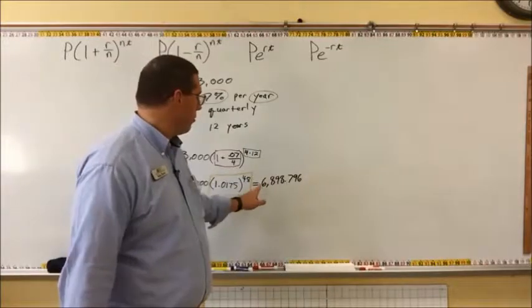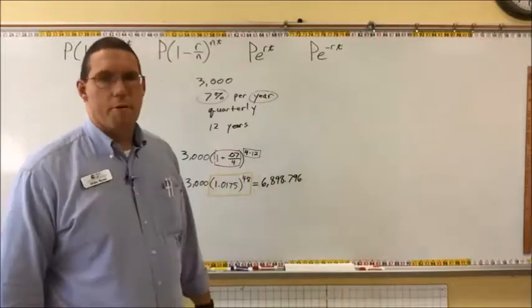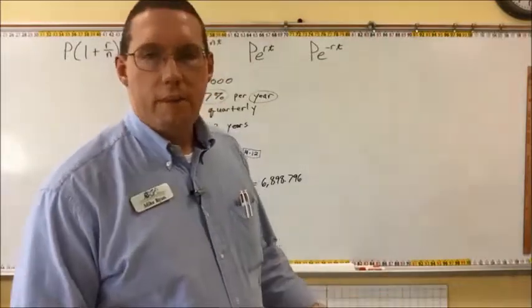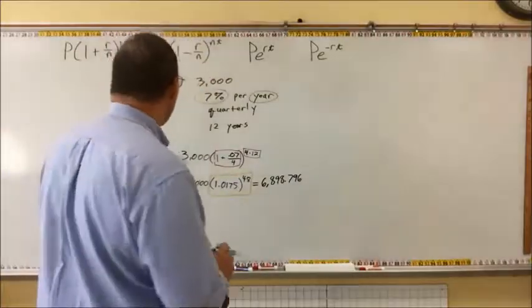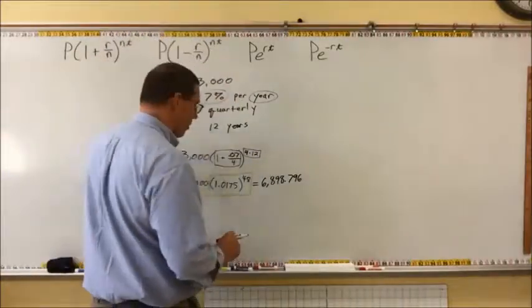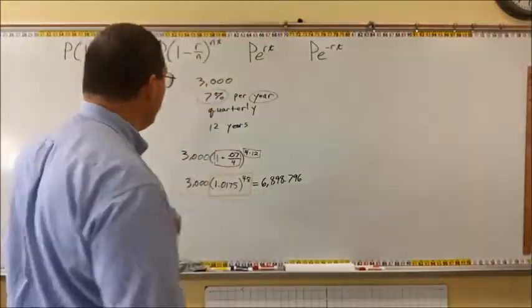And I can always round it to 6,899 if I want to. I could even call it 6,900, okay? Typically, if you're close enough, for now, let's just go to a couple decimal places, all right? So there we go. There's a problem where we calculated the population after 12 years of growth.